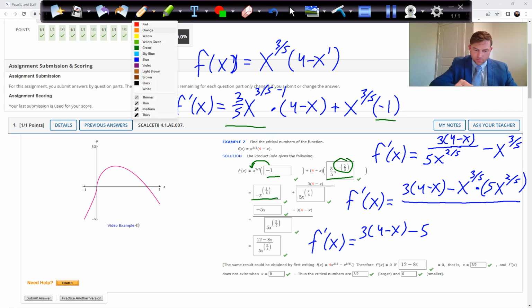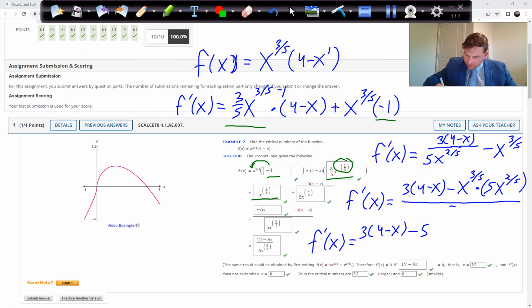Give myself a little more room here. This was 5x to the 2/5. On the numerator, you get x to the 3/5 plus 2/5. So when you multiply the same base, you just add the exponents. And then we still have 5x to the 2/5 on the bottom. 3/5 plus 2/5 is 1. So this is just 5x.